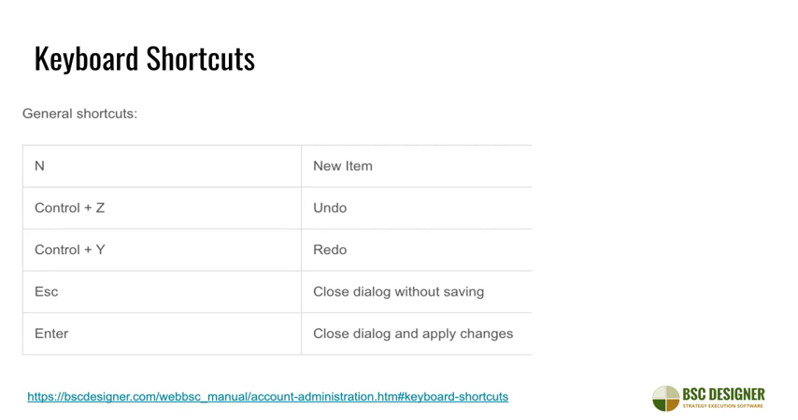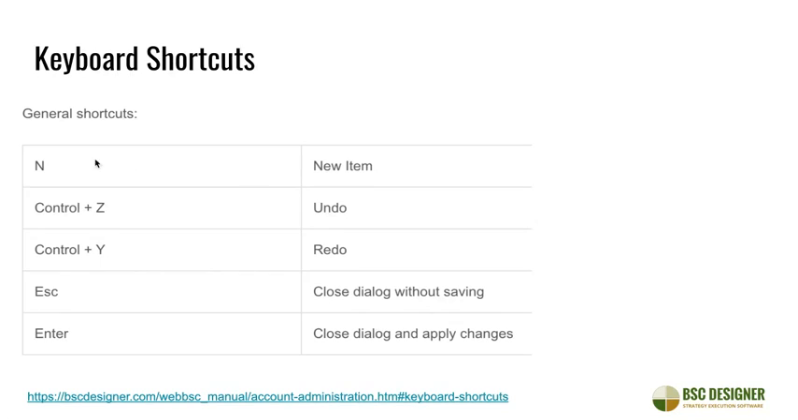Another interesting improvement that we have added is the support of keyboard shortcuts. This is more relevant for power users who prefer to speed up the way they use any software, and that's how you can work with BSC Designer faster. On any tab, you have this N key that gives you the opportunity to create a new item, whether it's a new indicator, new business goal, new item on a strategy map, new chart on a dashboard, or new alert. You can use this N key.